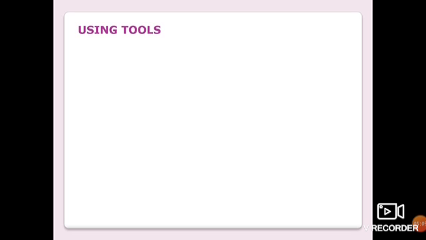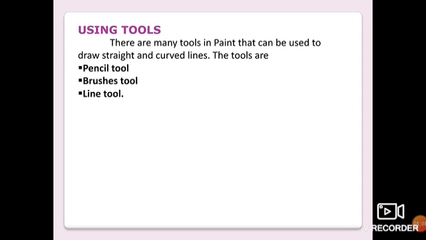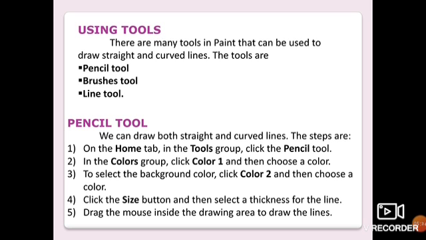Next, let us see what all tools we can use in paint. So children, here we have many tools in paint to draw straight as well as curved lines. The tools are mainly pencil tool, brushes tool and line tool. So first one is the pencil tool. In the pencil tool, children, we can draw both straight lines as well as curved lines. How to draw it, we will see step by step.